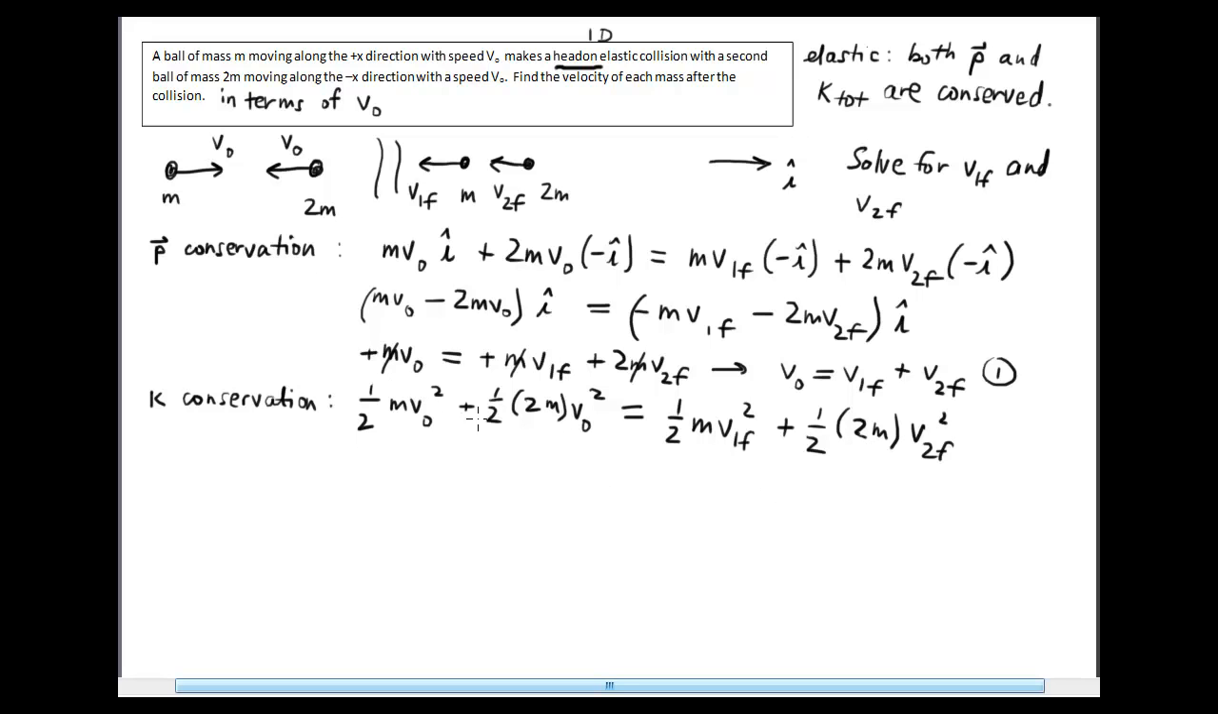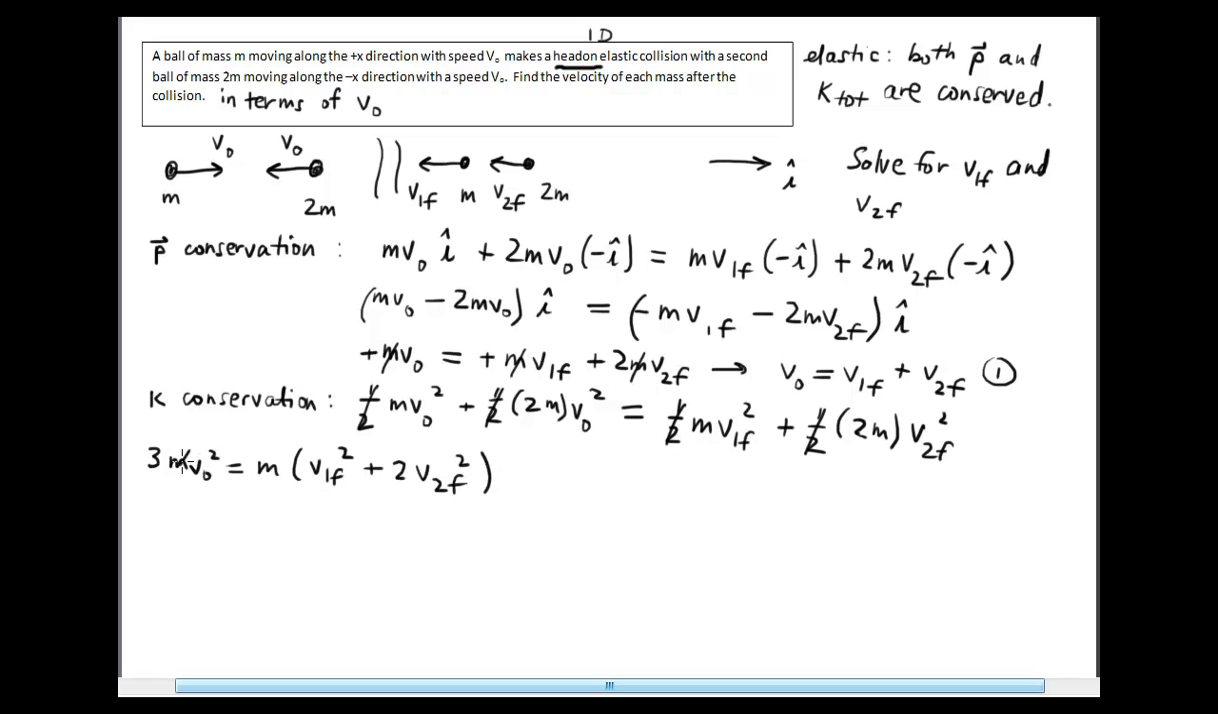Let's see, what can I do with this? Well, I can multiply both sides by 2 right away, and so the 1/2 terms will all disappear. And then I can combine these first two terms because it's m v0 squared plus 2m v0 squared. That's 3m v0 squared on the left-hand side equals, now the first term on the right, what do they both have in common? They have an m in common, so I'll factor out an m. m times v1 final squared plus, here I would have just a 2 v2 final squared.